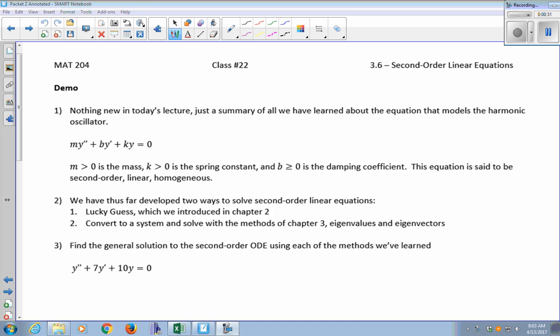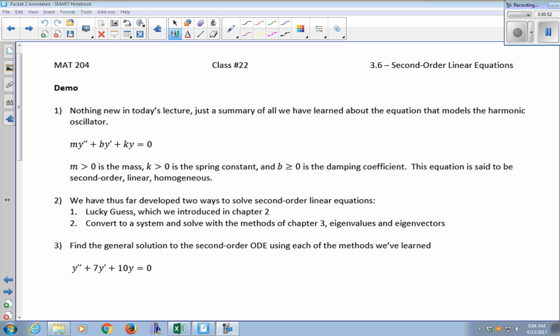It tells you how soft or not soft the spring is. We call this equation second order because it's got second derivatives in it, linear because the y only has a first degree, and homogeneous because there's no constant term.